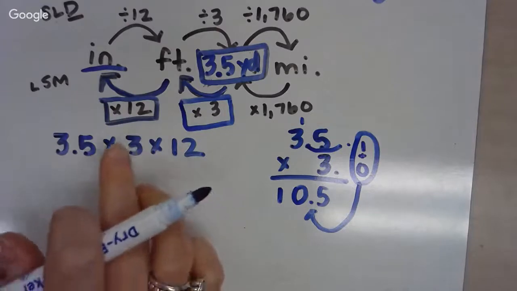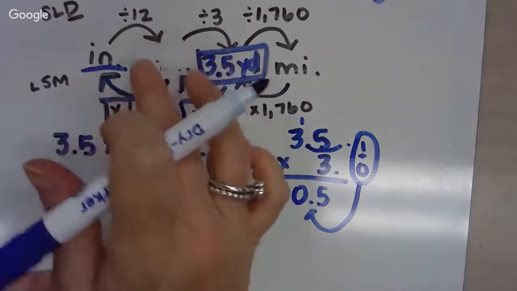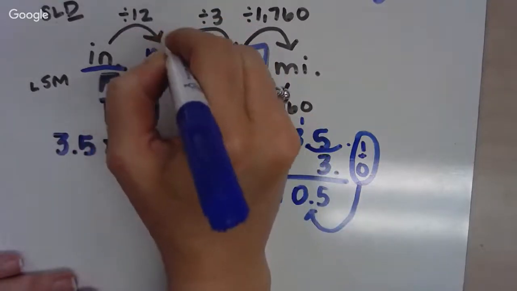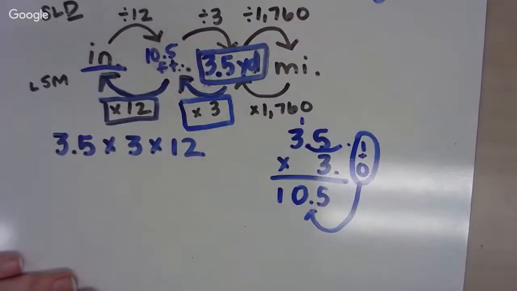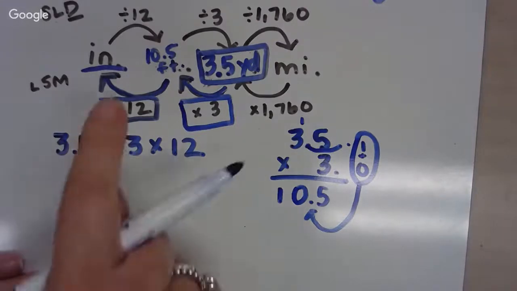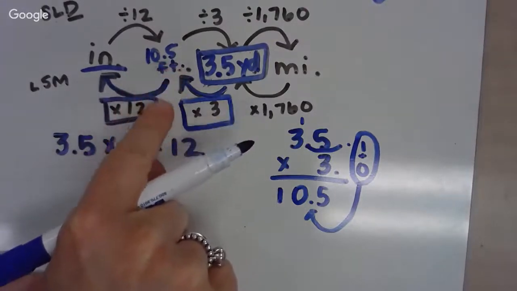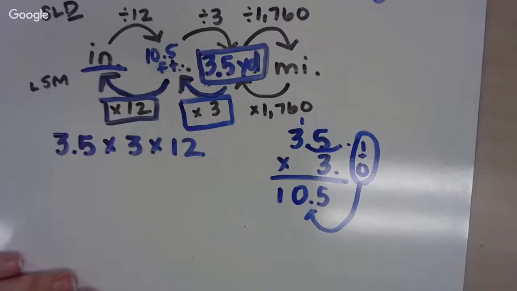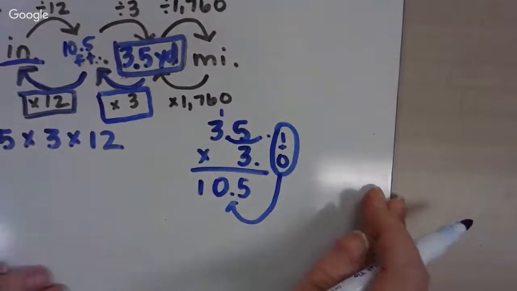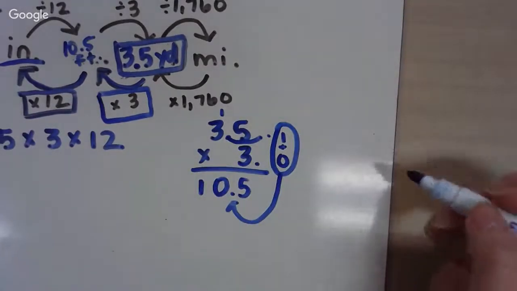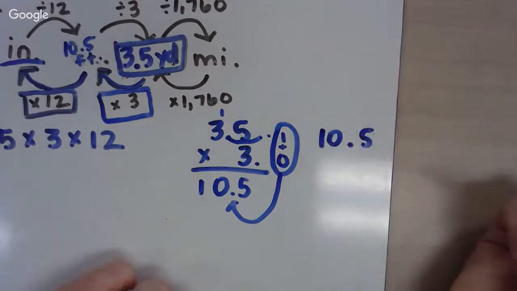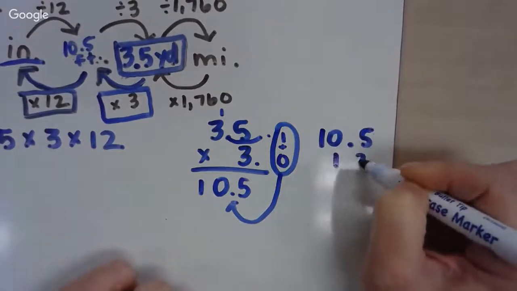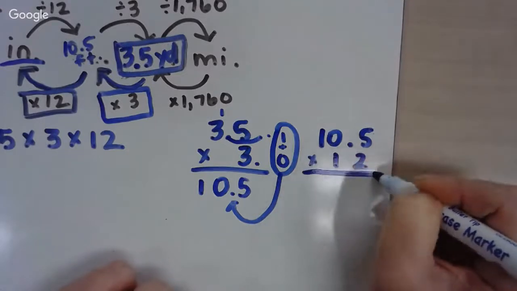And with this, I know that in 3 1/2 yards, I have 10 1/2 feet. That's what I've just learned by doing this computation. But now I need to take my 10 1/2 feet and multiply that by 12 to decide how many inches we have in total. So let me come over here to the side and take my 10 1/2 or 10 5/10 and multiply that by 12, keeping it nice and lined up to avoid little errors.